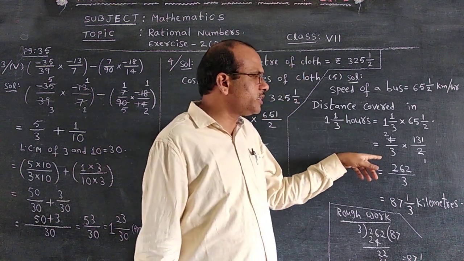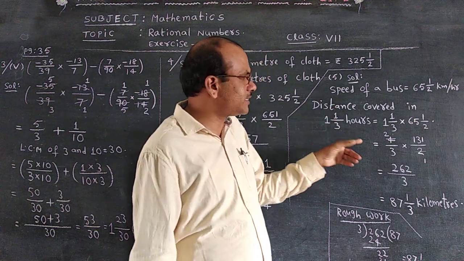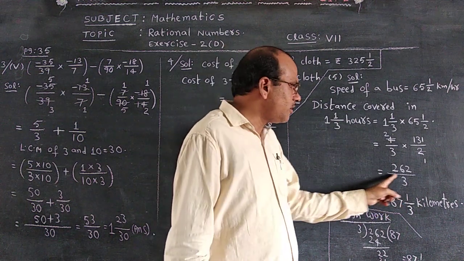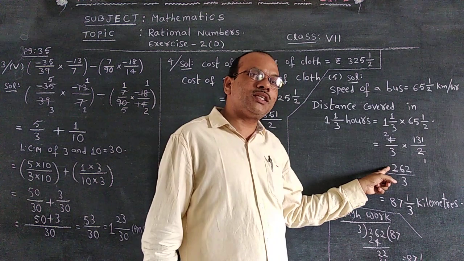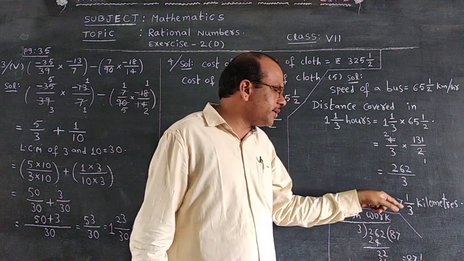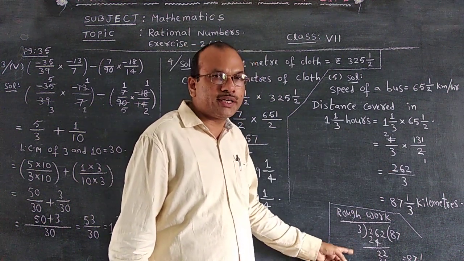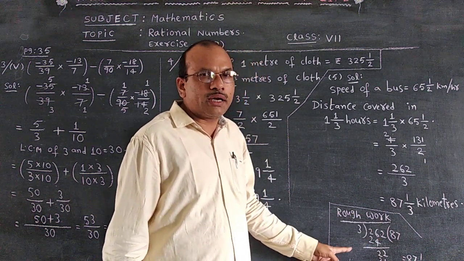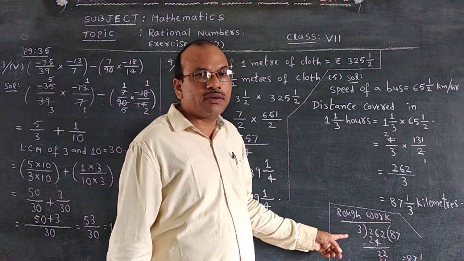Then finally we have reached a position to multiply the denominators as well as numerators. 3 once 3, we have got the denominator. 2 into 131 gives you 262. 262 by 3. Then finally, no common table, so we have to divide like this in the rough work. Don't write this rough work in the classwork. For you to understand how to get the mixed fraction as our answer, I have given this rough work.